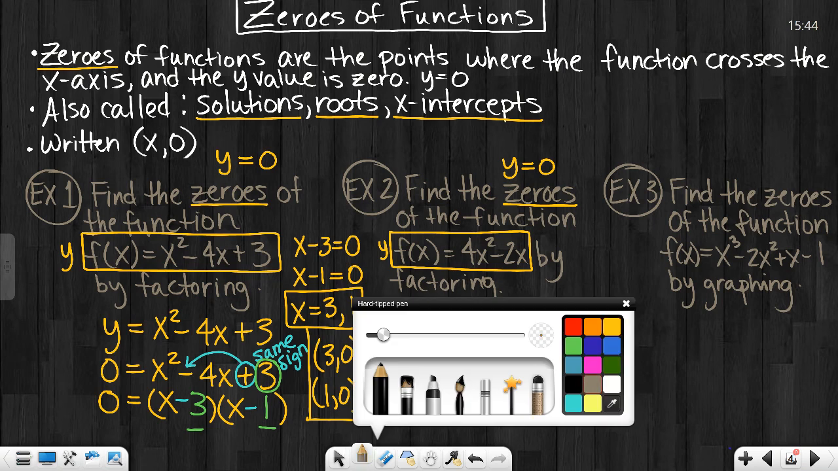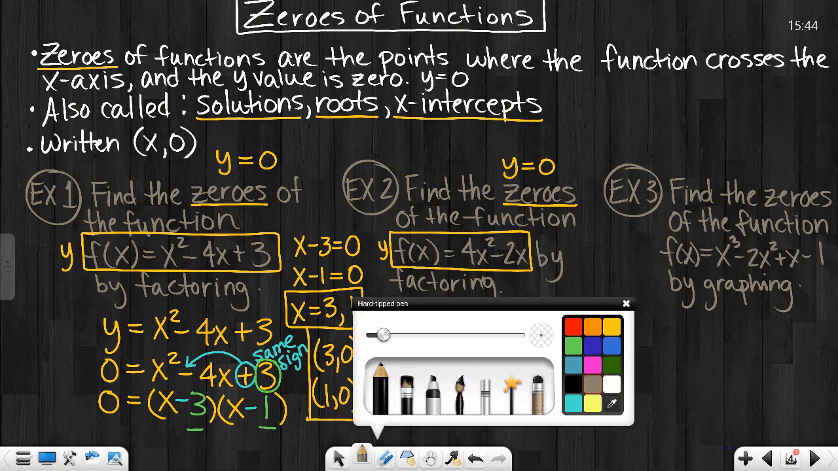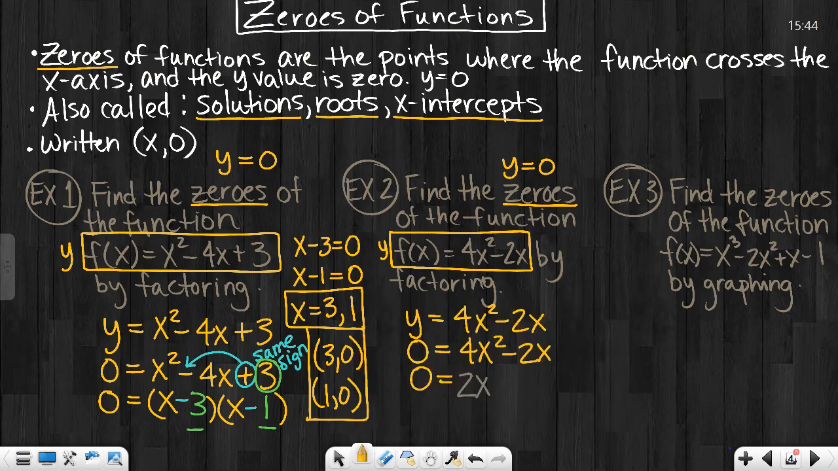And let me change the color so you can see it. I can factor out a 2. And I can also factor out an x. I can factor out a 2x out of both of these. So when I do that, remember, factoring out is the same as reverse distribution. So when I factor this out, that becomes 2x left over on the inside minus 1.